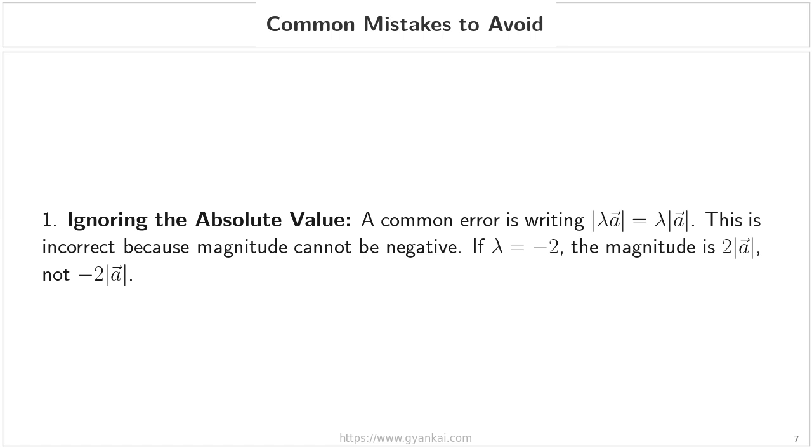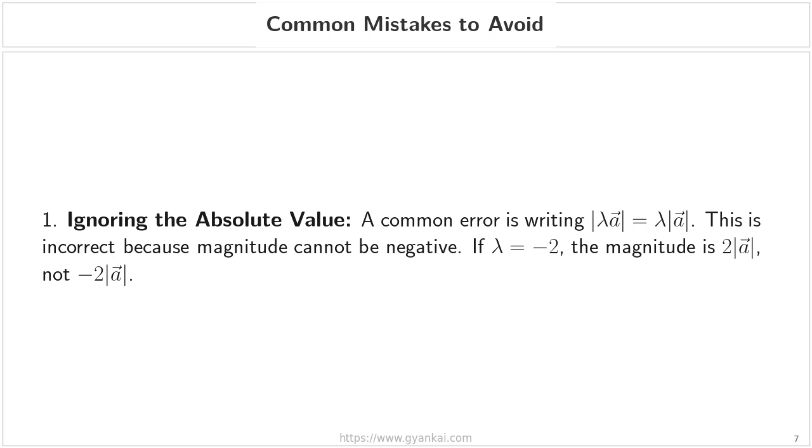First, let's talk about ignoring the absolute value. This is a very frequent error. You might be tempted to write that the magnitude of lambda vector A equals lambda times the magnitude of vector A. However, this is mathematically incorrect because, as we discussed in the previous slide, magnitude represents length, and length can never be negative. For instance, if our scalar lambda is equal to -2, the magnitude of the resulting vector is actually 2 times the magnitude of vector A, not negative 2 times the magnitude of vector A.